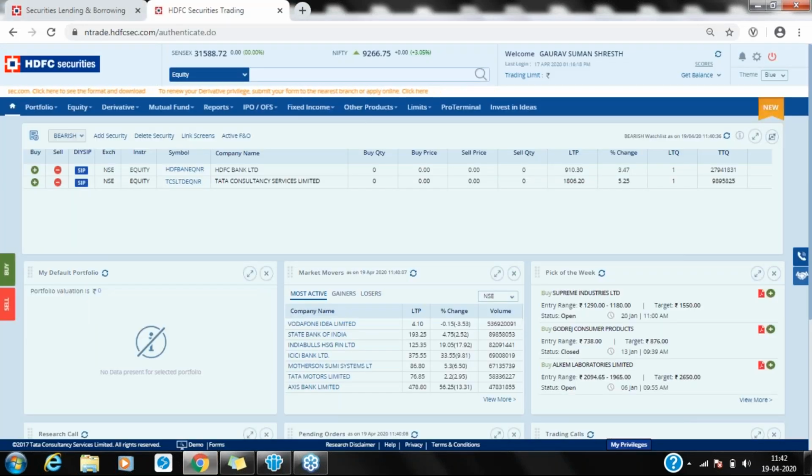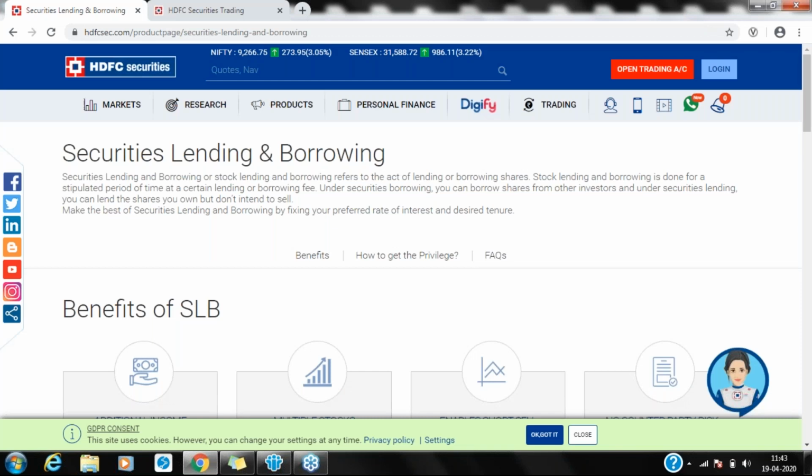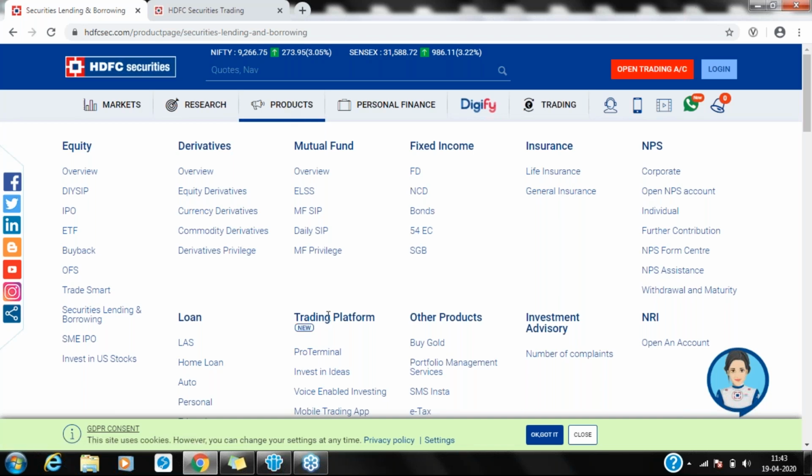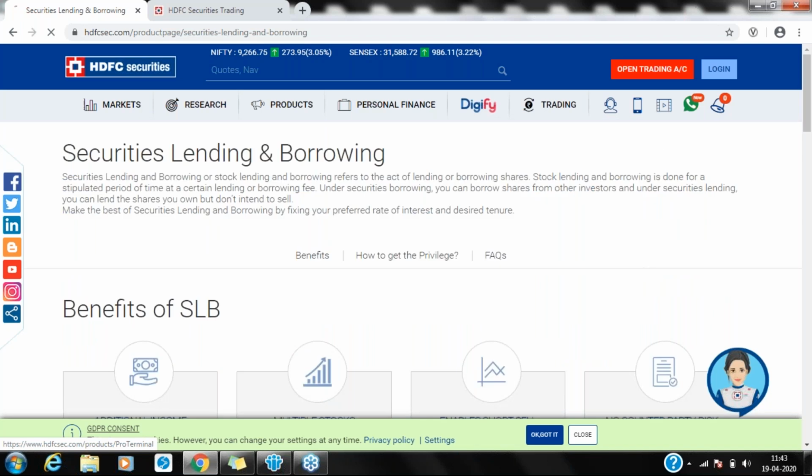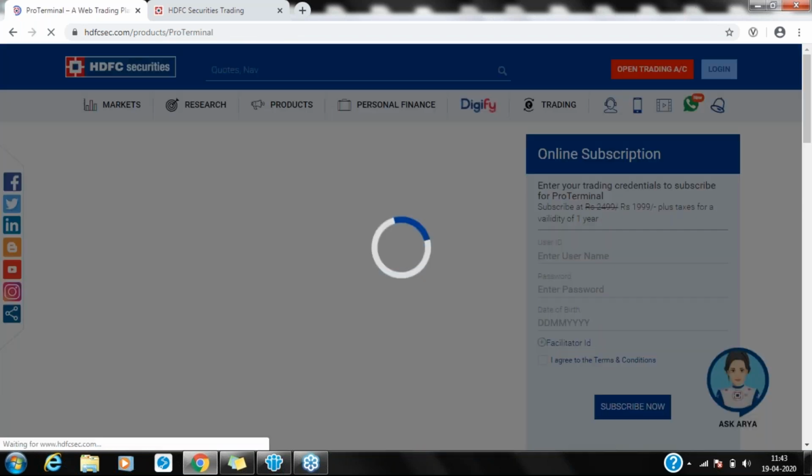First of all, we have to give you a brief idea about what is Pro Terminal and how you can get a subscription for the same. So you can see this is our HDFC Securities website. On our left hand side, you can see market, research, product, personal finance, DigiFire, and training. In that, first of all, you have to go to the Pro Terminal section, and in that you have to check the product. So go to the product, and in this you can see at the bottom trading platform. So in trading platform, you can get a Pro Terminal icon, and you have to click into that. So once you click, a Pro Terminal online subscription page will open up.